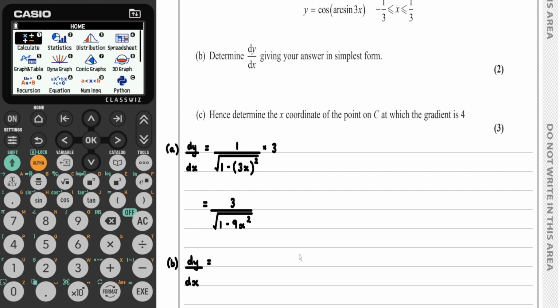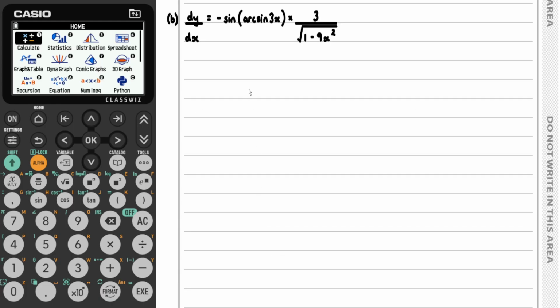For dy over dx, well, if I differentiate cos, I get minus sine. So I've got minus sine of the arc sine of 3x, and then I have to differentiate the bracket. The differential of the arc sine of 3x, we've worked out in part A, that's 3 over the square root of 1 minus 9x squared. Now, negative sine of the arc sine of 3x, that's just negative 3x, and I times this by 3 over the square root of 1 minus 9x squared. So I end up with negative 9x over the square root of 1 minus 9x squared.